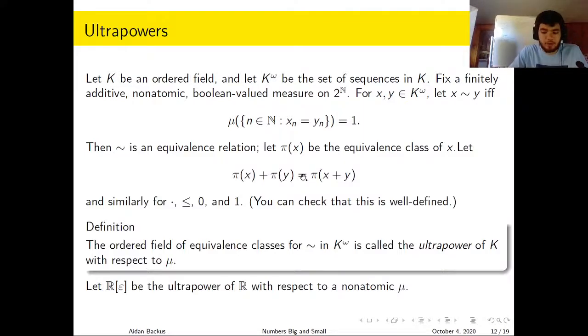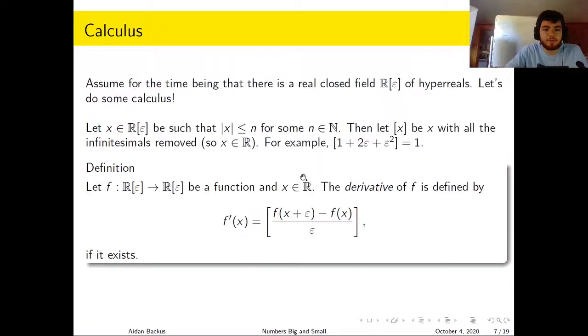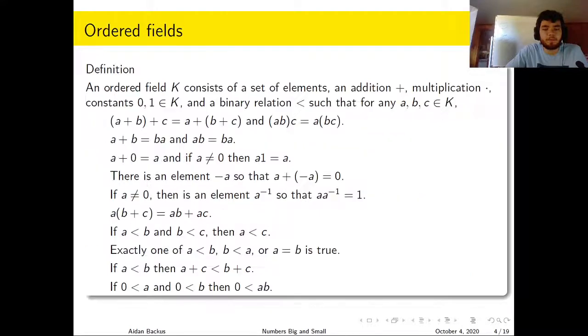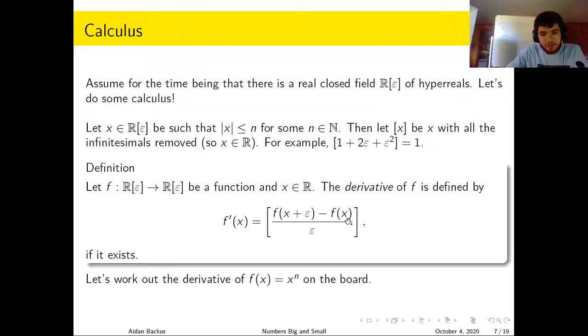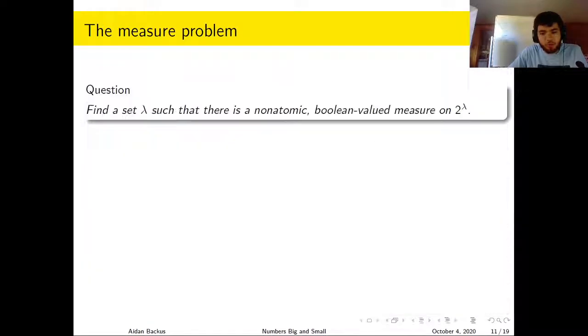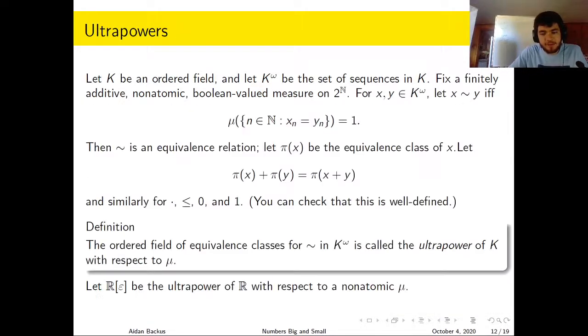And you can check, let's go all the way back. We had this definition of an ordered field. You can sit down and check all of these different relations that an ordered field has to satisfy, and you will conclude that in fact, our friend that we just constructed, this thing that we call an ultrapower, the set of equivalence classes equipped with addition, multiplication, order, 0 and 1, is an ordered field. We call it the ultrapower of k with respect to mu.